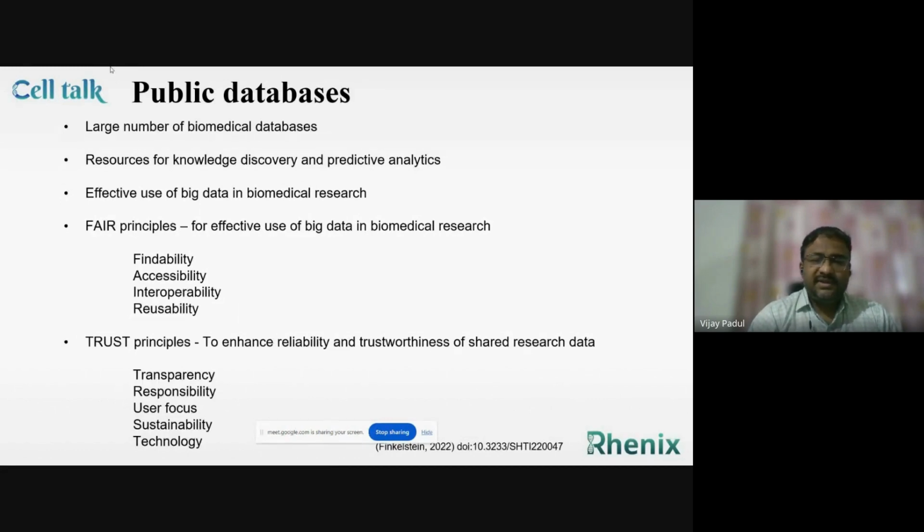Then TRUST principles denote the reliability and trustworthiness of the shared research data. How trustworthy is that data, and how reliable are those data points that were entered into the database, will affect the final research outcome. So these include transparency, responsibility, user focus, sustainability, and technology.